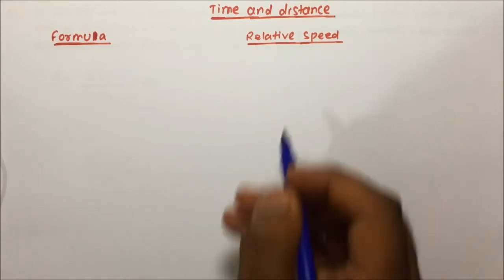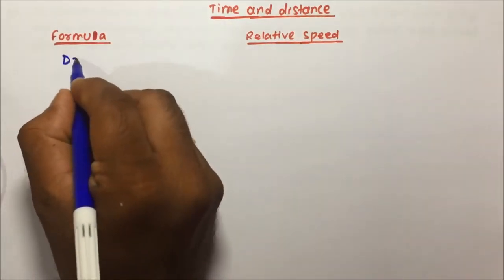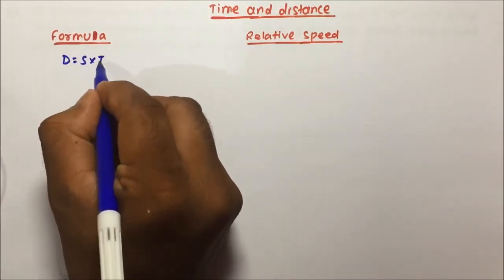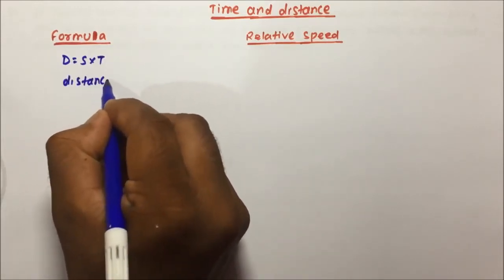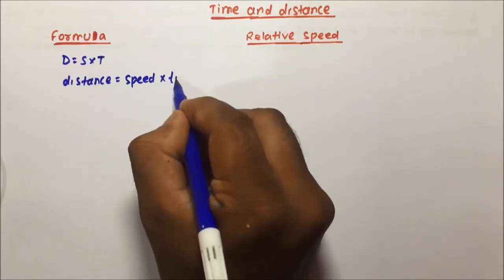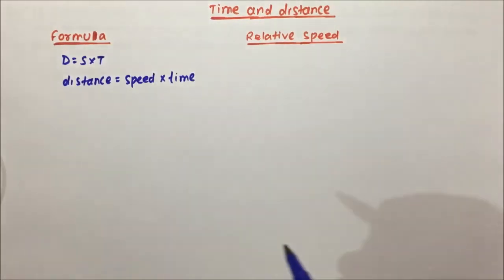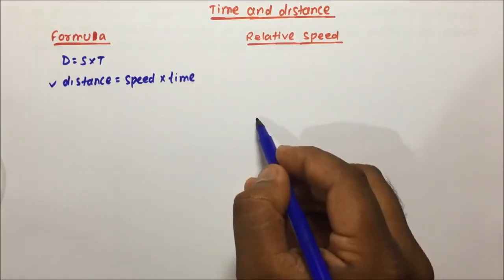So what is the formula which we are going to use in time, speed and distance? It is nothing but distance is equal to speed into time. So d will be equal to s into t, where d is nothing but distance. So distance will be equal to speed into time. This is the only one formula which will be used across the topic time, speed and distance, and even the same formula will be used in other topics also, like problems on trains.